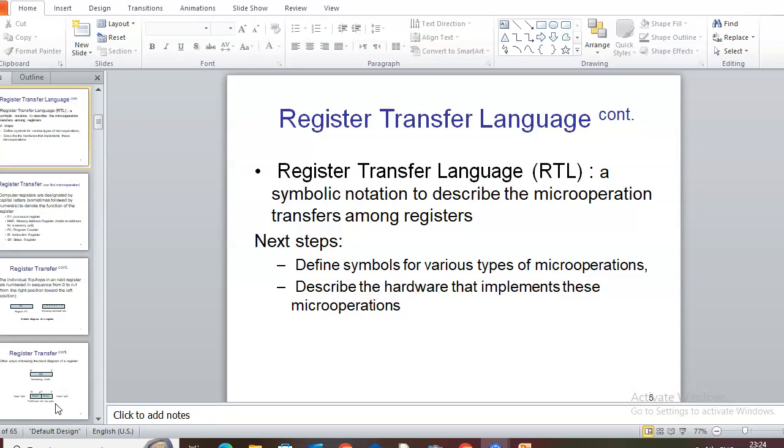So here it defines the symbol for various types of micro operations, and it describes the hardware that implements these different types of micro operations.